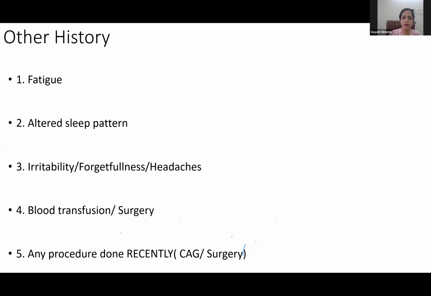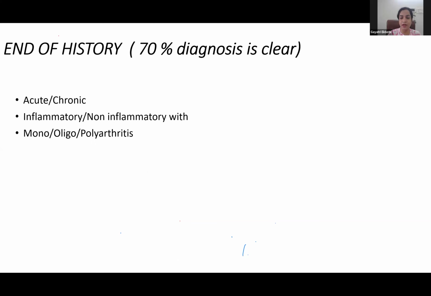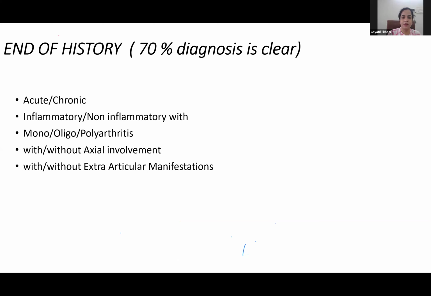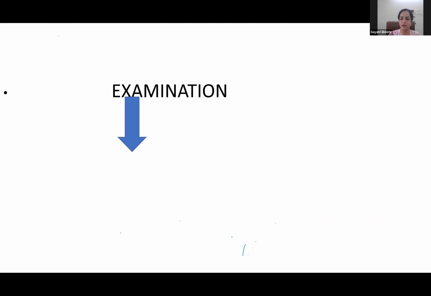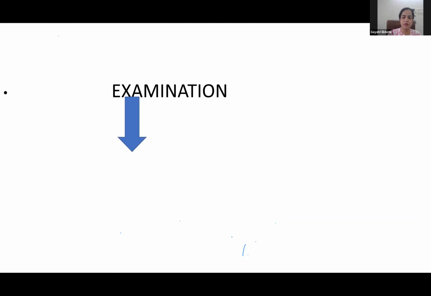Other history: fatigue, altered sleep pattern, irritability, history of any blood transfusion, any surgery, any procedure recently done, etc. Because all these things can cause miscellaneous arthritis, or fibromyalgia can be one of the DDs for your inflammatory arthritis. So at the end of the history, 70% of the diagnosis has to be clear, okay? At least whenever you take history in your medicine wards or in OPD.